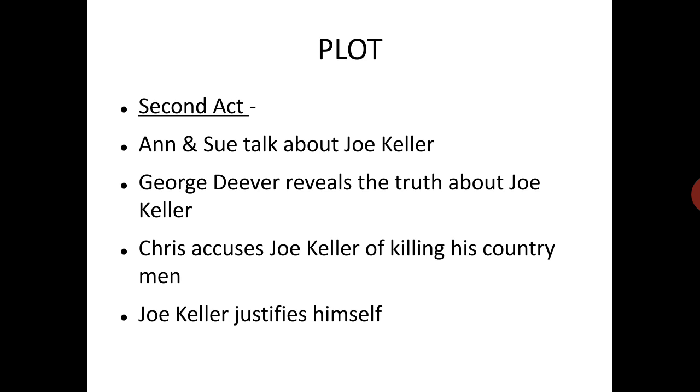Joe Keller justifies himself. Joe Keller admits that he had sent faulty cylinder heads, but he justifies himself saying he did it in order to support his family, in order to make his family financially secure. So he justifies himself, giving the reason why he had to do it. The entire thing was done by him for the sake of his family. That is the justification Joe Keller gives.